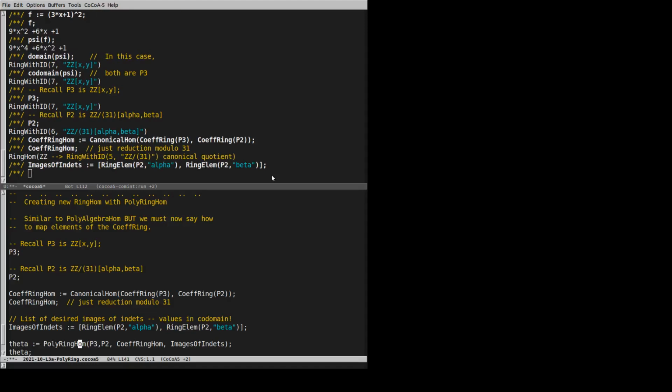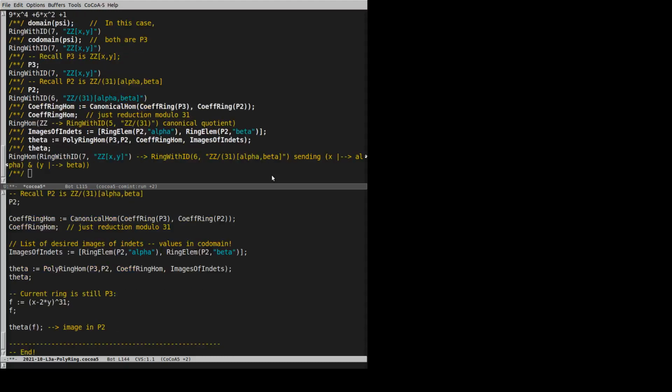Finally, we can build the PolyRingHom here. So this is a PolyRingHom from P3 to P2, mapping the coefficients according to CoeffRingHom, that we know is just reduction modulo 31, and then mapping the indeterminates of P3 according to this list, images of indets, that we just defined above. So we defined it, and here's how it prints out with CoCoA. It says it goes from this ring to this ring, and how it maps the indeterminates. So X goes to alpha and Y goes to beta. That's just to help us understand what it's doing.